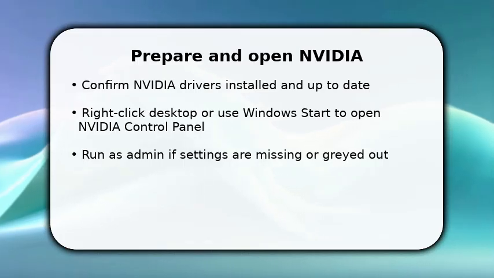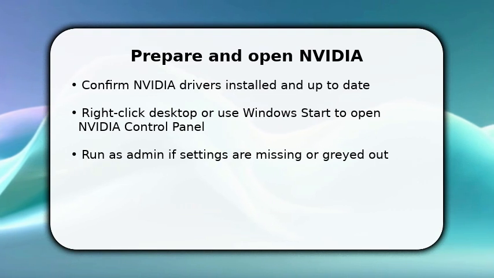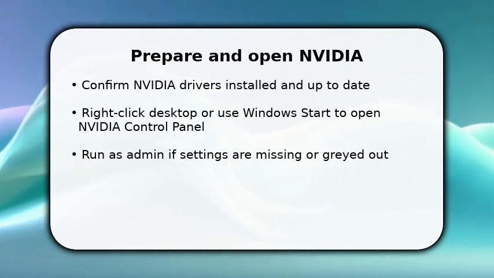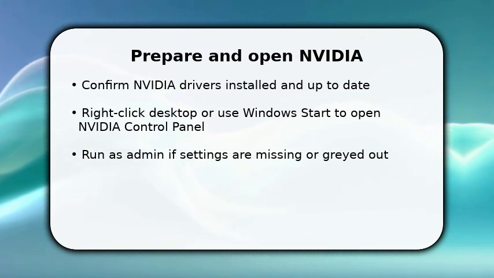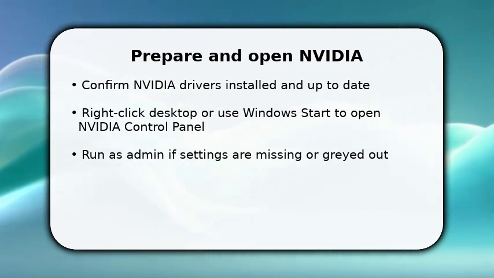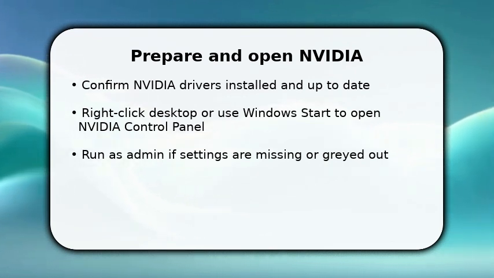You'll start by ensuring your Nvidia drivers are installed and current. This prevents missing options later. Once done, right-click an empty area on the desktop and choose Nvidia Control Panel, or open it from the Windows Start menu. Either method works.